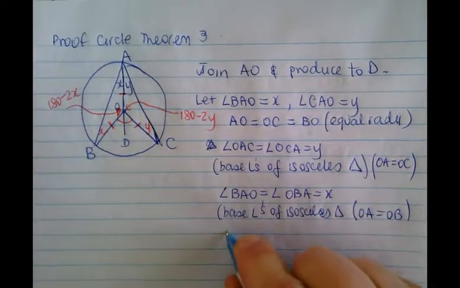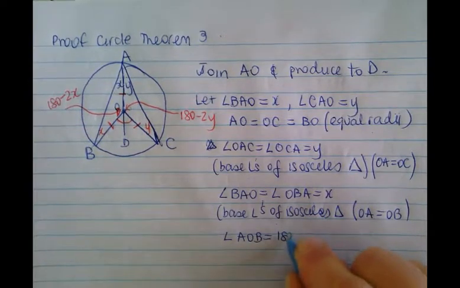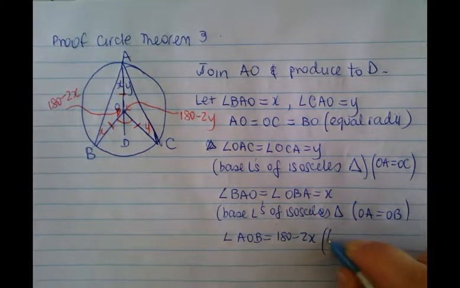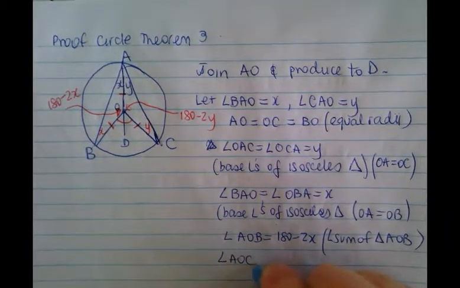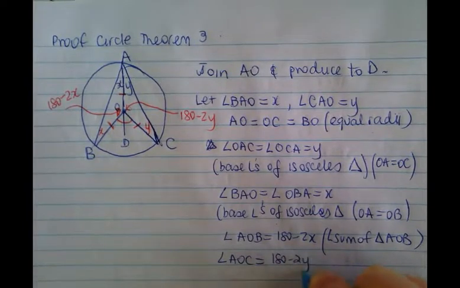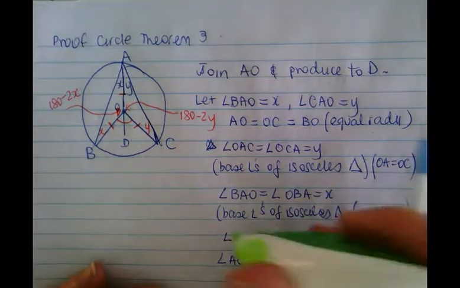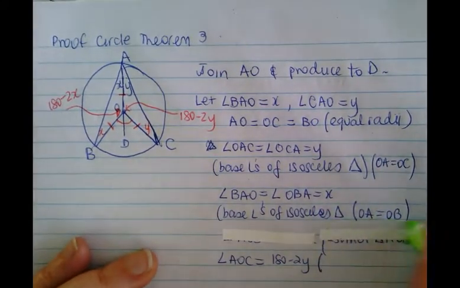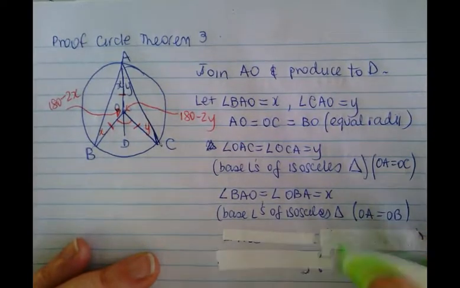We keep going. Remember, we're doing angle AOB is 180 minus 2x. Reason? Angle sum of triangle AOB. Angle AOC is 180 minus 2y. Reason? You know, actually, I've got a better idea instead of that. There's a quicker way. What's the quicker way? We could do it, but there's a more direct method.